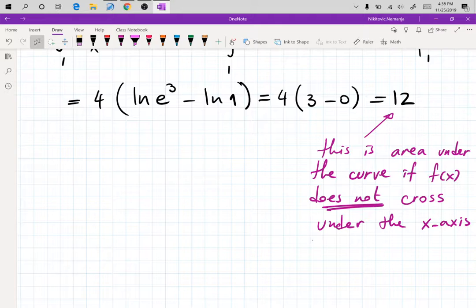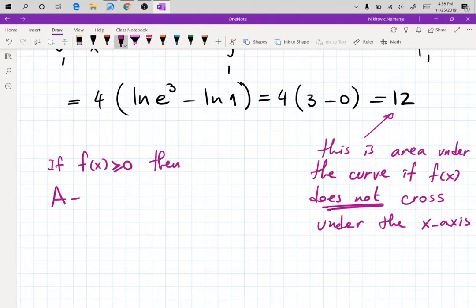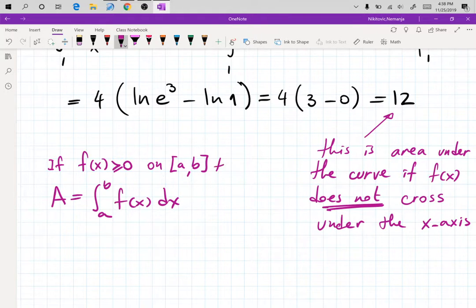So we have this from before, that if f of x is positive or 0, or bigger than 0, then the area equals the integral from a to b of f of x dx. I have to also put here on [a, b], then there we go, much better.